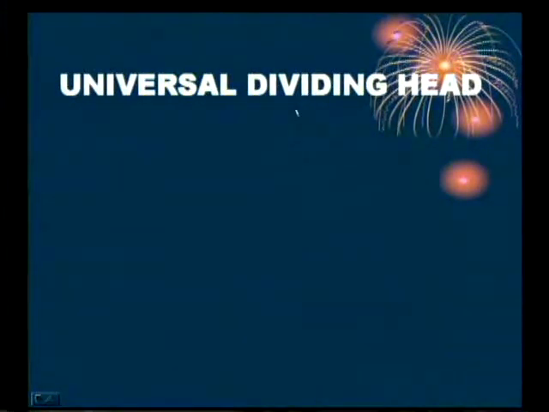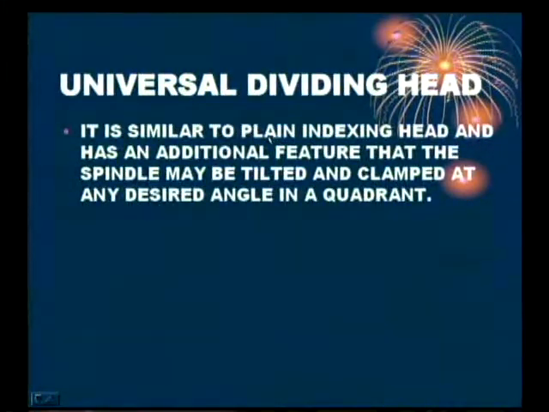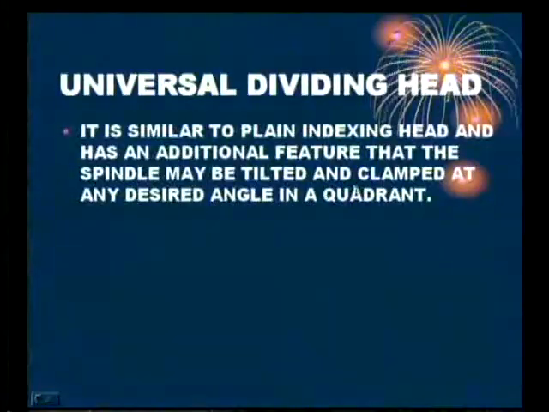So the next type is the universal dividing head. The third one is the universal dividing head, and with this dividing head we have some more advantages. It is similar in construction to the plane indexing head, and it has an additional feature: the spindle on which the job is mounted may be tilted and clamped at any desired angle in a quadrant. You can rotate it, you can tilt it, and you fix it so that angularly the job can be indexed and the machining can be done.